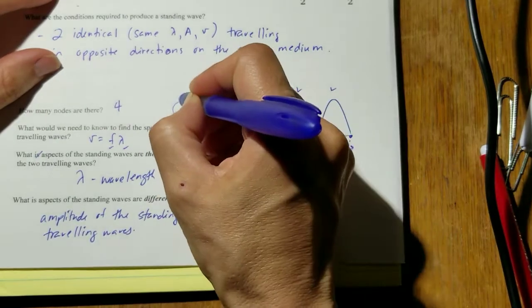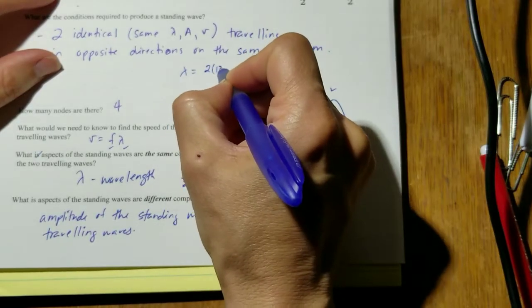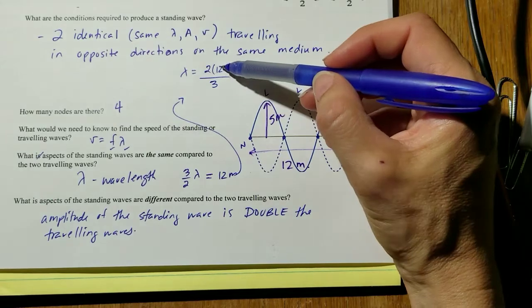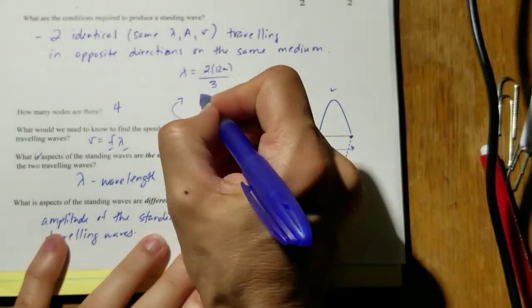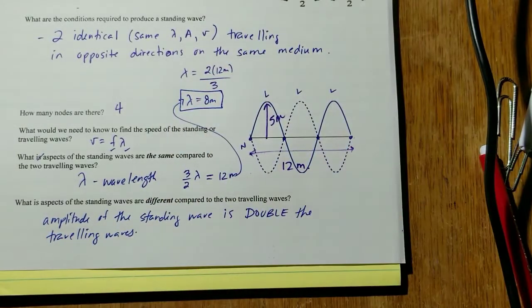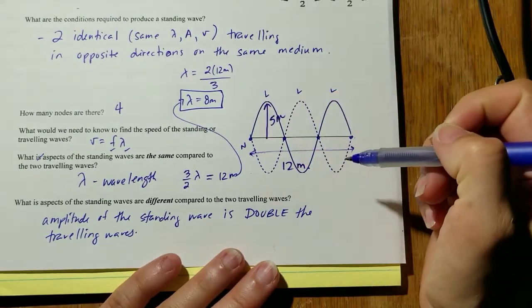So why don't I go up here where I have some space? Lambda equals 2 times 12, divided by 3. We probably could do this in our head, because 12 divided by 3 is 4, and 4 times 2 is 8. So the lambda, or the wavelength of both the traveling and the standing wave, is 8 meters.